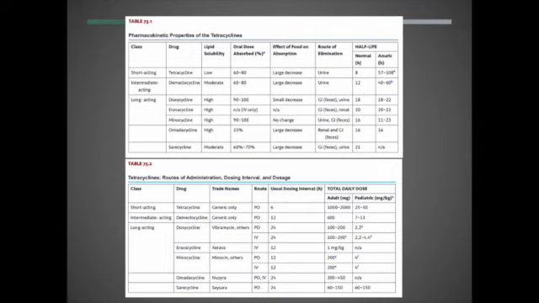Please look at this slide and examine it to see which tetracyclines are short-acting, intermediate-acting, and long-acting, and which drugs have a large decrease effect from food absorption versus a small effect. Remember, we talked about doxycycline being one of the least, and how they are eliminated by urine, through the GI tract, renal tract as well.